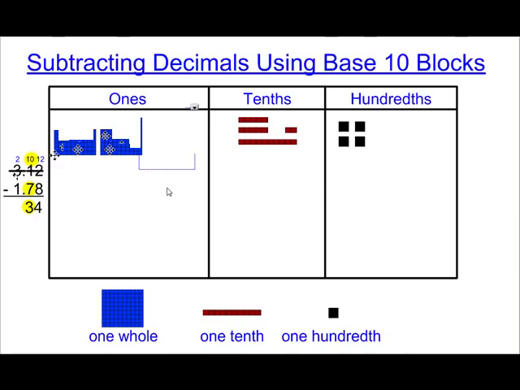All right. Last step is to look at the ones. I have 2 ones, and I need to subtract 1 one, which I can do. 2 subtract 1 leaves me with 1. So I am left with 1 and 34 hundredths.